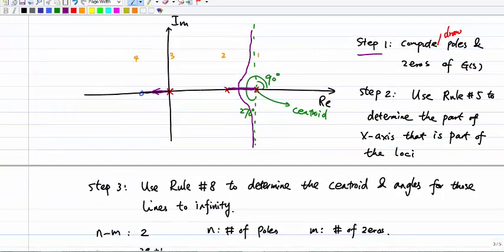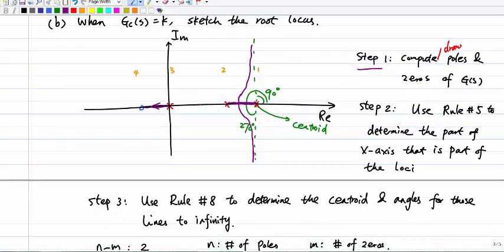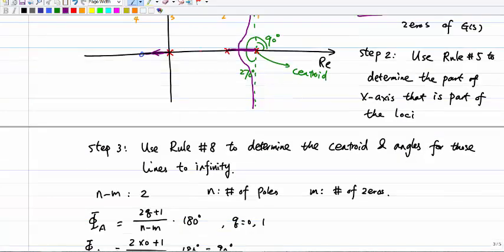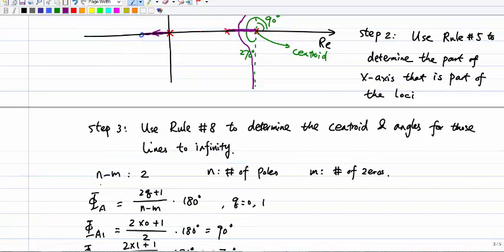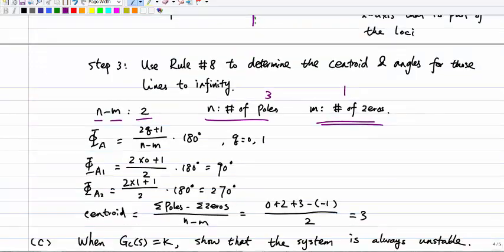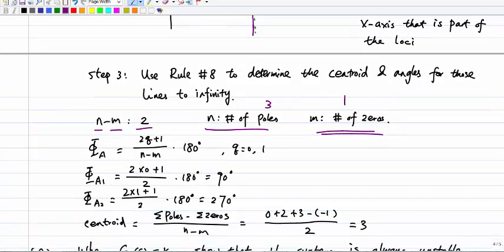Step three is to use rule number 8 to determine the centroid and angles of those lines that go to infinity. First of all, how many lines go to infinity? This is determined by the number of poles minus the number of zeros. The number of poles is 3 and the number of zeros is 1, so I have two lines going to infinity because n minus m is 2. We have to compute the angles and the centroid. I have two angles basically, and the centroid will be just 1.